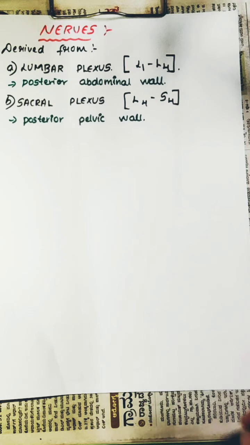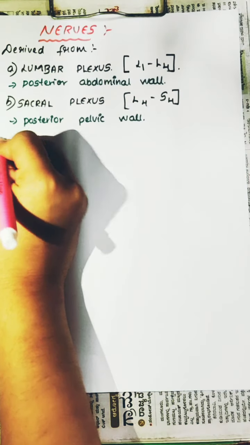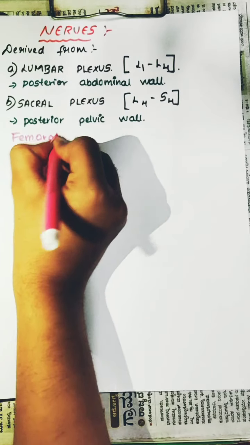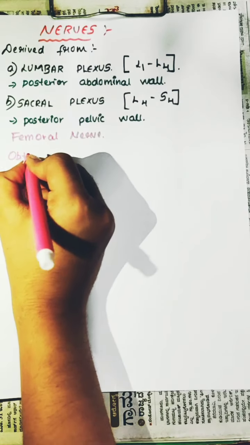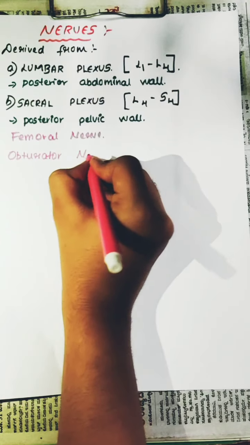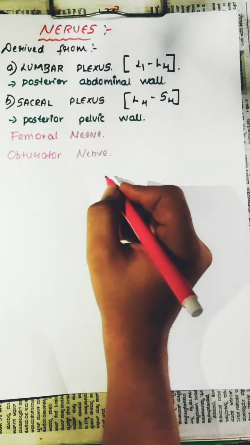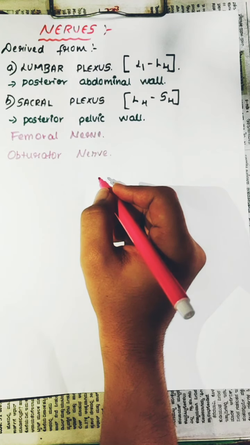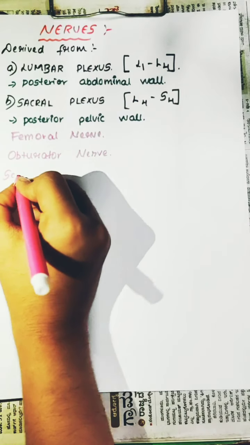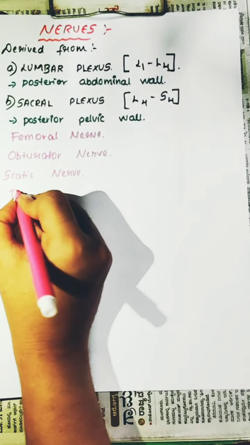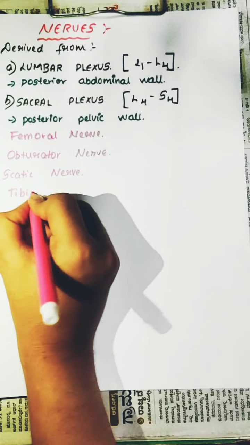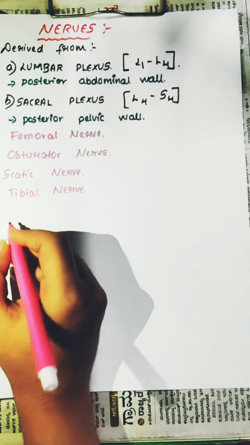Now we'll look at the general nerves present in the lower limb. It has the femoral nerve and the obturator nerve. We'll study all these nerves in the upcoming class. The obturator nerve mainly has 2 divisions, anterior division and posterior division. There is also the sciatic nerve, and the tibial nerve.